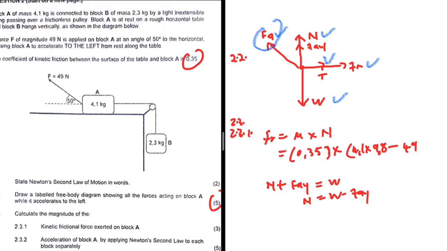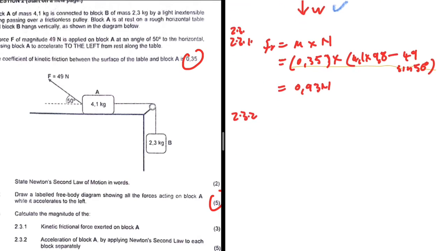The y component is going to be 49. So on a flat surface, cos is x and sine is y. So sine of 50 degrees. Let me get rid of this. I was just showing you how the normal force is coming about. So the frictional force is going to be equal to 0.35 multiplied by 4.1 multiplied by 9.8 minus 49 sine of 50. What do I get? 0.93 newtons. We're only interested in the magnitude, no need for direction. So there we go, that is 2.3.1.